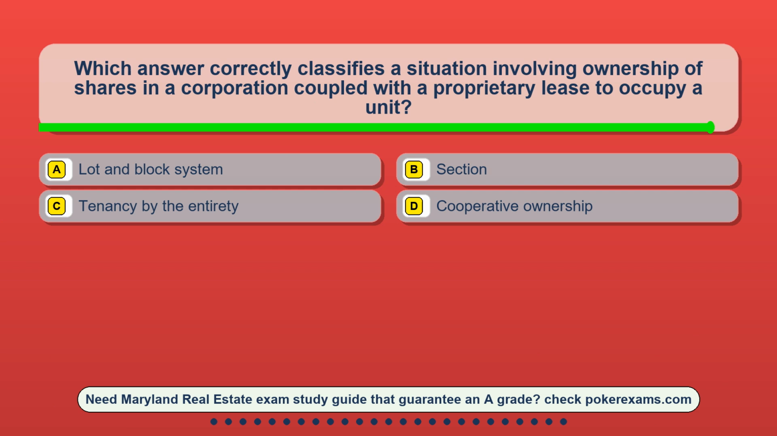Question 7. Which answer correctly classifies a situation involving ownership of shares in a corporation coupled with a proprietary lease to occupy a unit? Option A, lot and block system. Option B, section. Option C, tenancy by the entirety. Option D, cooperative ownership.